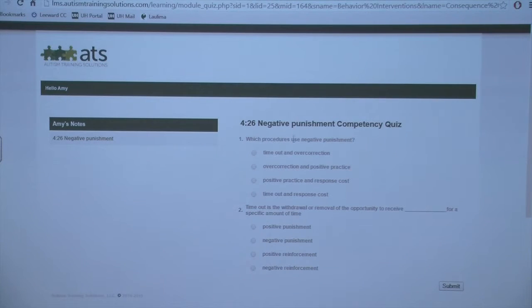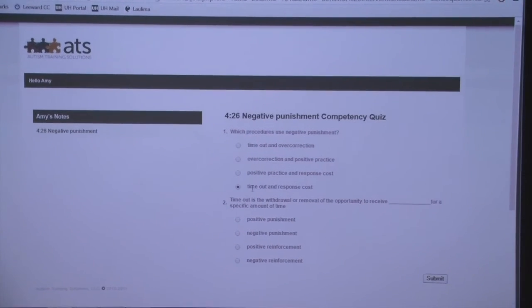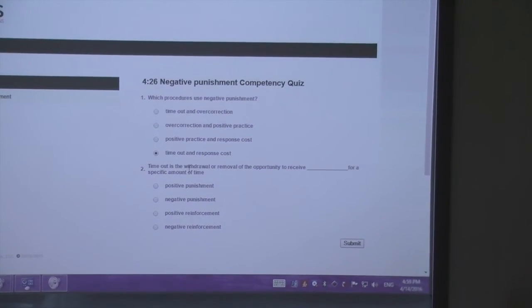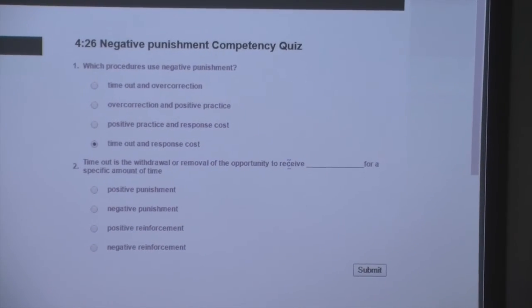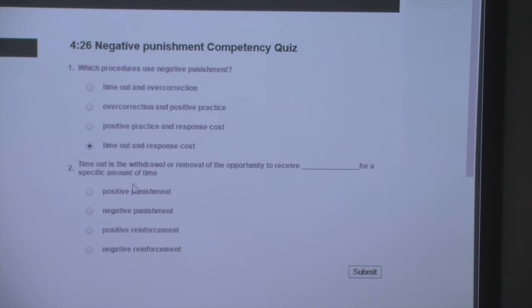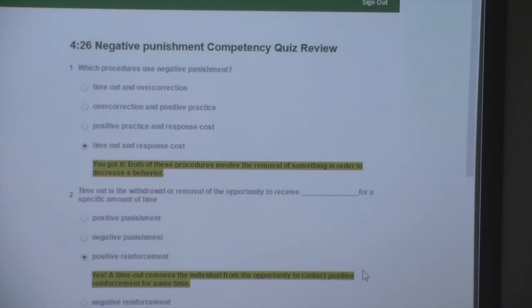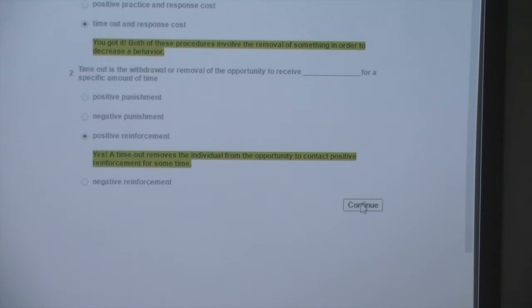Which procedures use negative punishment? Timeout and overcorrection, overcorrection and positive practice and response cost, or timeout and response cost? That's probably the one. Timeout is the withdrawal or the removal of opportunity to receive blank for a specific amount of time. The withdrawal or removal of positive reinforcement. Great.